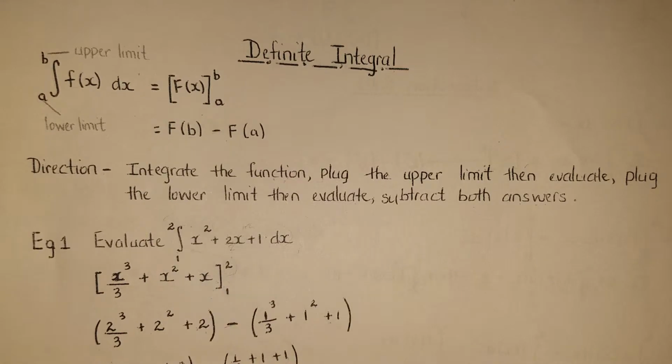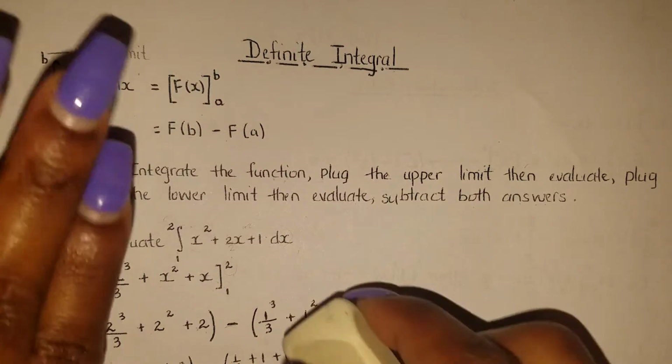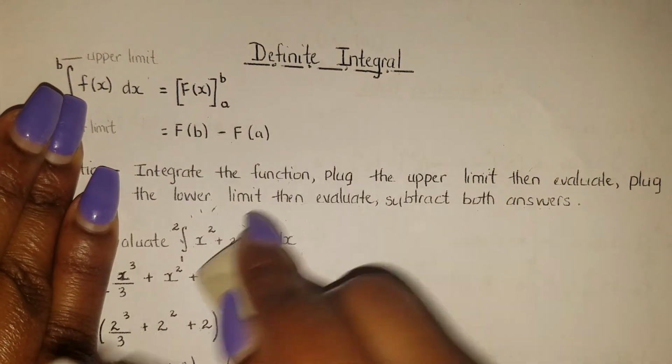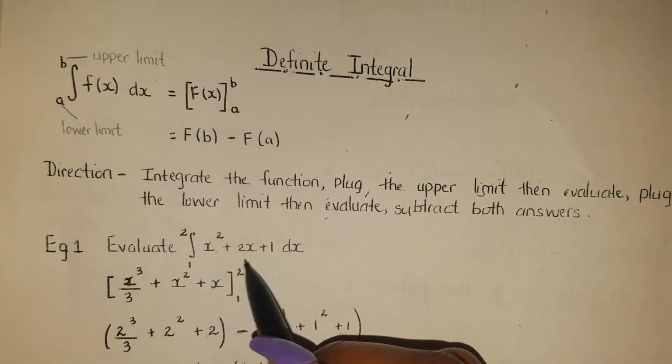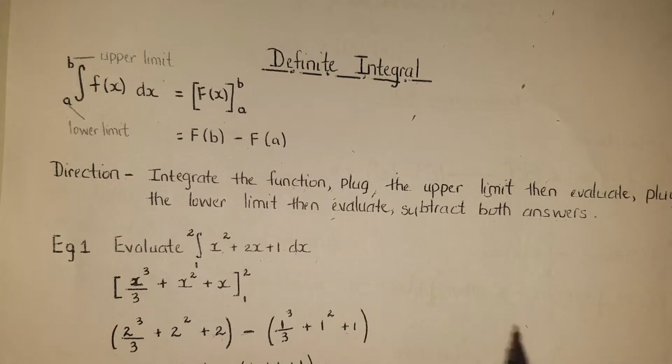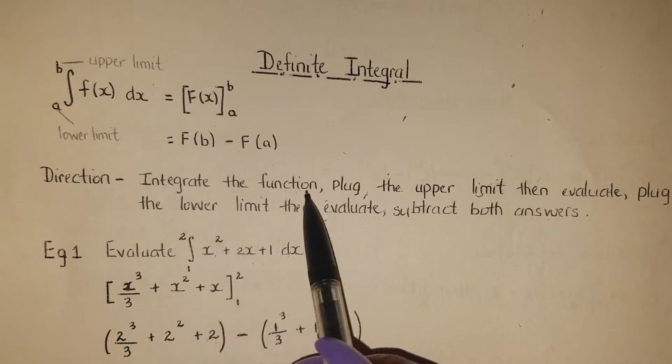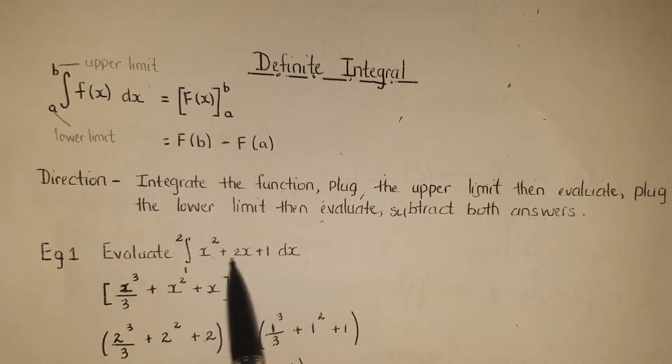So here we have a function. The integral from 1 to 2 of x squared plus 2x plus 1. So first step, we're going to integrate our f of x function. So here we have our function.